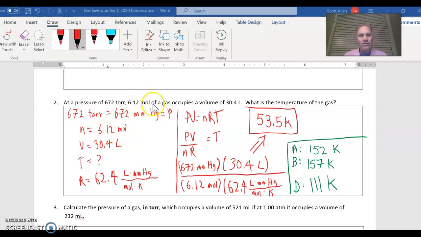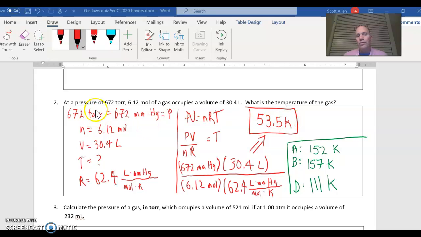We have an amount of moles of gas. We have a volume here. We don't know the temperature. That's what the question is asking us for. And as far as our R value, you're going to want to use the version that corresponds to millimeters of mercury. Taking our equation, solving for what we don't know, we get T by itself, and then plugging the values in, we would get 53.5 Kelvin.